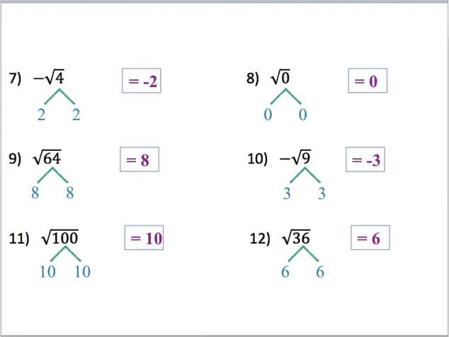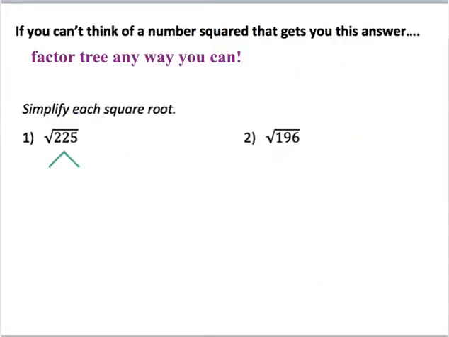Sometimes you have a square root number that isn't on your chart because the number is bigger than 12. When that happens, you want to create a factor tree or break down your number into things multiplied together in any way you can, even if it's not necessarily the same number.